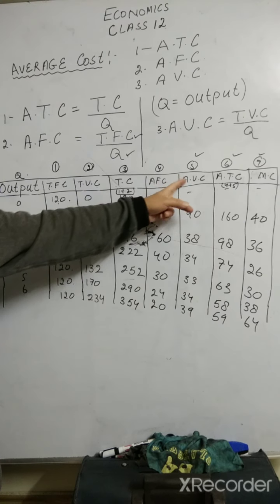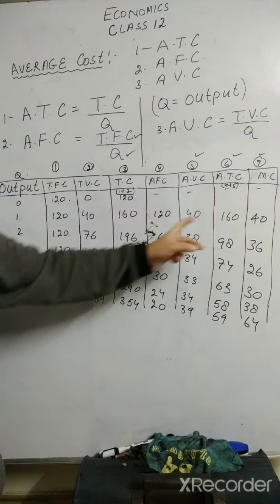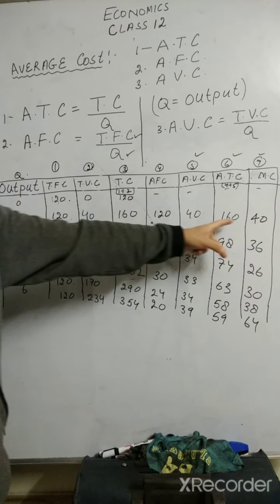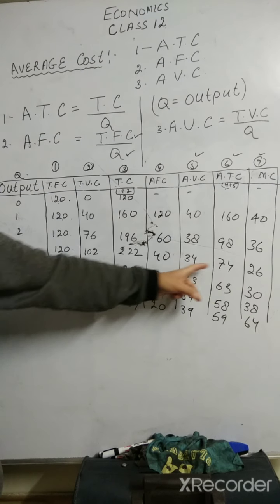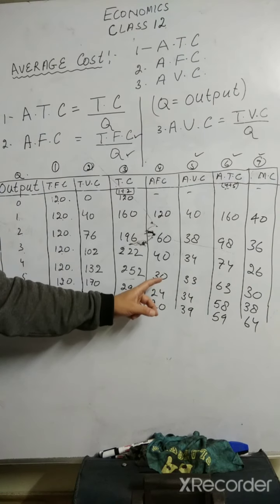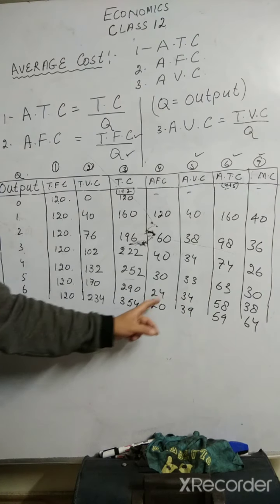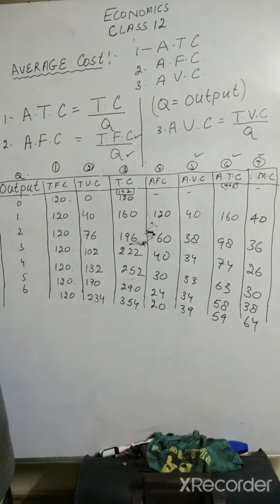Average fixed cost plus average variable cost. 4 plus 5. You add these two columns, you will get what? Average total cost. This is 120 plus 40, 160. 60 plus 38, 98. 40 plus 34, 74. 30 plus 33, 63. 24 plus 34, 58, and so on. So this way you will get average total cost.